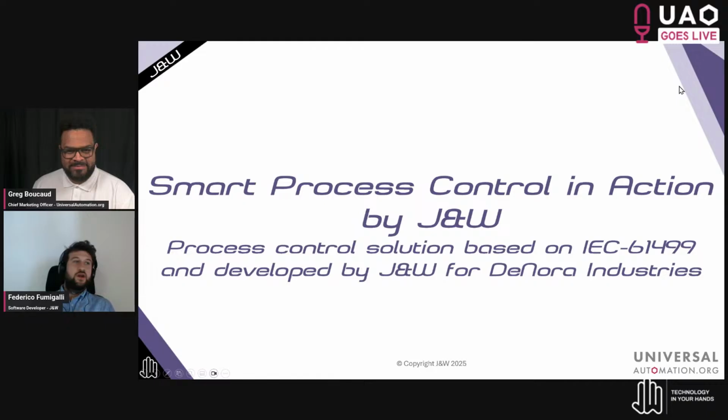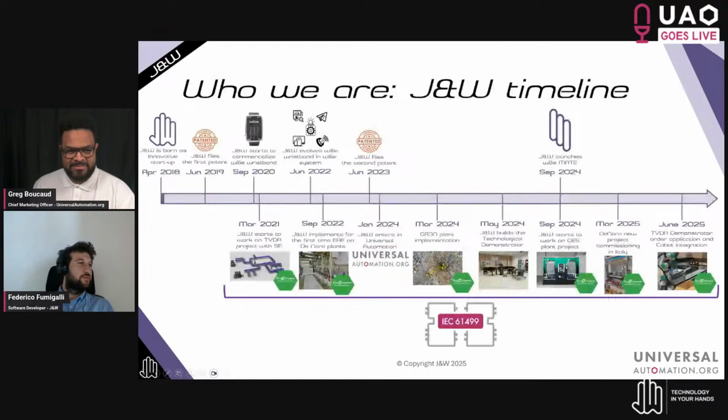Of course. So, just a few words about who we are as JNW. We started in 2018 as an innovative startup. We have our own line of products that we are developing and that we work on. But in parallel, as you can see from this slide, we did a lot of projects in 61499 integration, from the TVDA project with Schneider Electric, where we developed a logistic application, both as a digital twin and also on the real equipment.